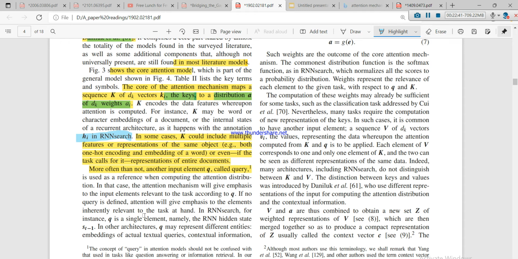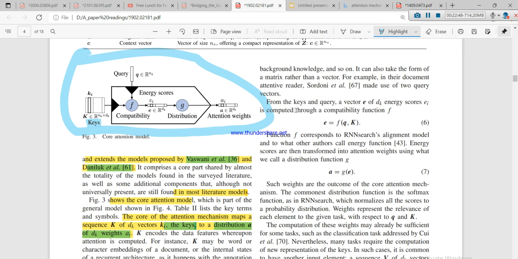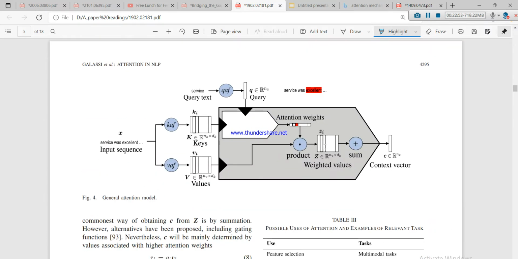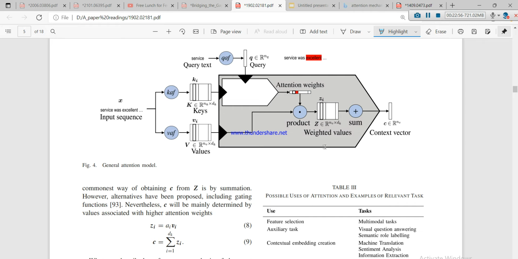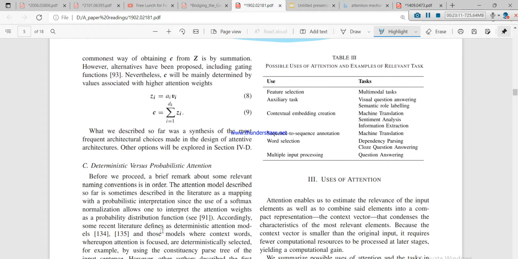So calculating this attention weight is a quite summarized process. We can go through this, and you can check the complete process of how this is happening. And this is also a general attention model. Then after that they have presented the general model and the general attention model, and after that they have deterministic versus probabilistic attention.